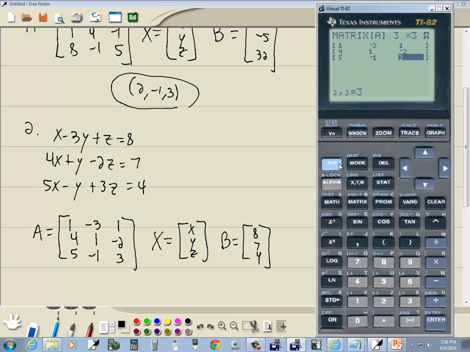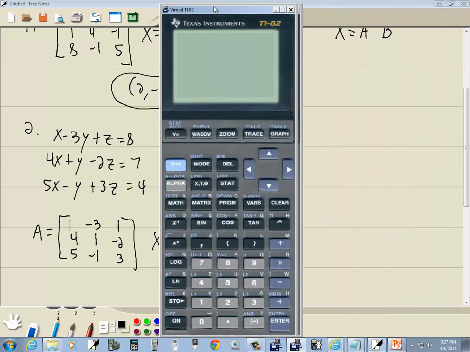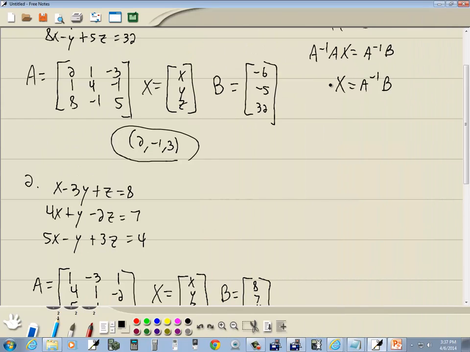That looks good. So exit out, second mode. Go back in my matrix menu, go to edit, right arrow twice, down arrow to B, and press enter on it. Rows by columns. So this is a 3 by 1, so do 3 enter, 1 enter. And I got 8 enter, 7 enter, 4 enter. Then I'll exit out. Again, what we're wanting to do is take the inverse of A times B. So we're wanting to do this formula right here.